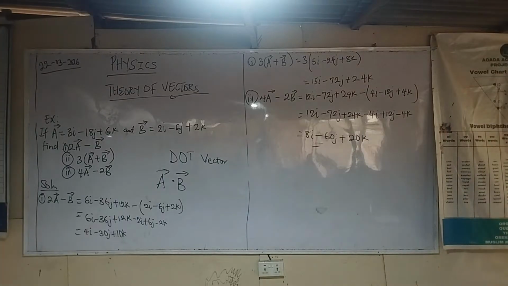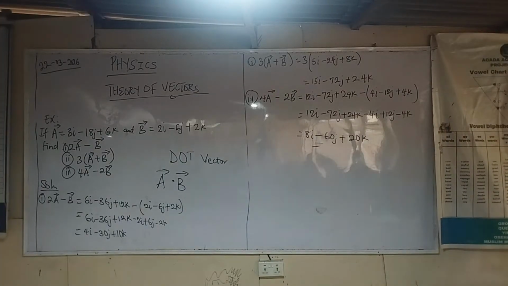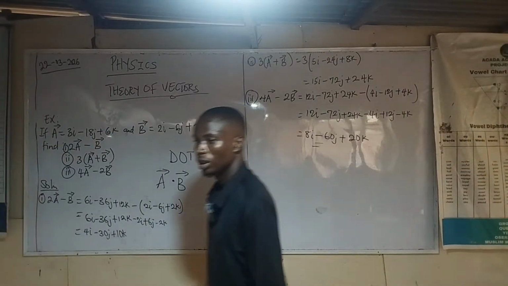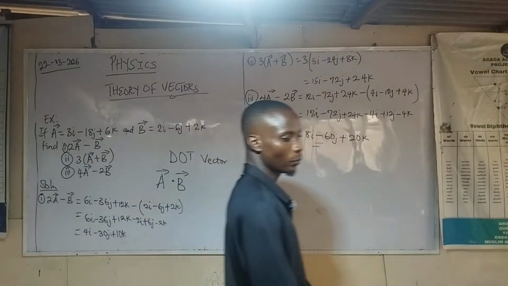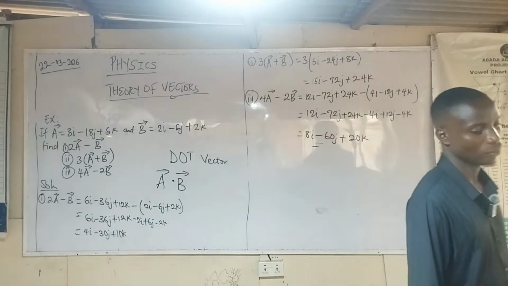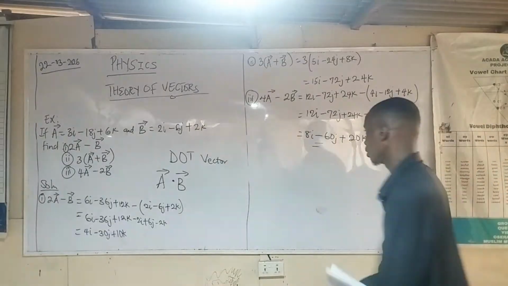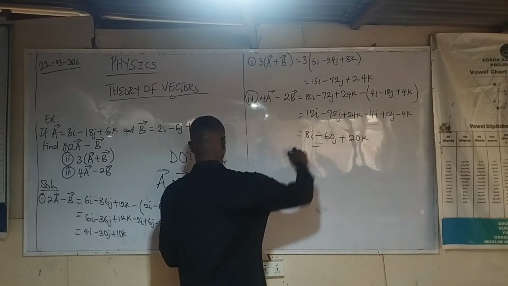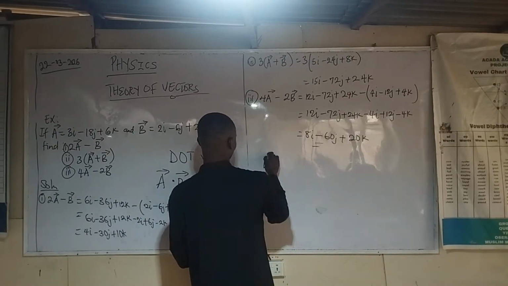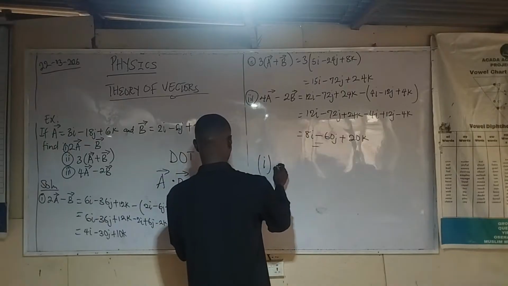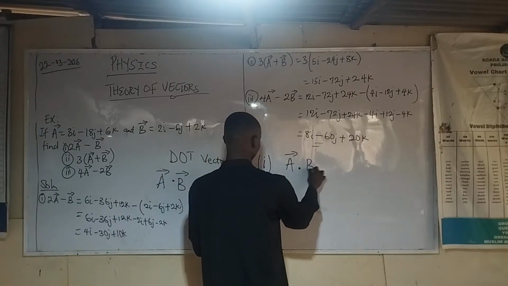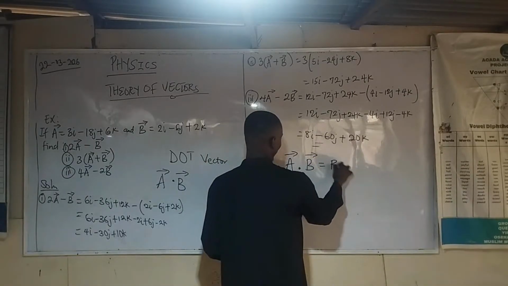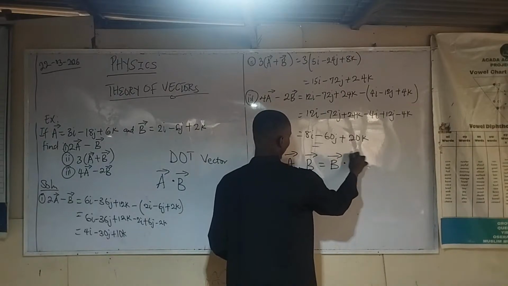The following laws hold for dot vector. Number one, the commutative law: A dot B is the same thing as B dot A.